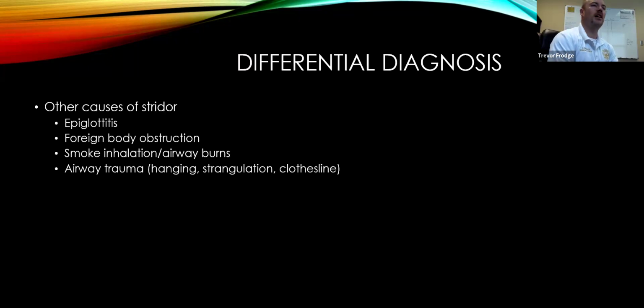Some other causes of stridor: epiglottitis. The way that you can differentiate that from croup or RSV is that epiglottitis has a very rapid onset. Croup and some other viral illnesses, even like COVID or influenza, will come on over the course of a few days. Epiglottitis comes on over the course of a day, and it just spikes a fever. So instead of a gradual ramp up, it's a fever right now.